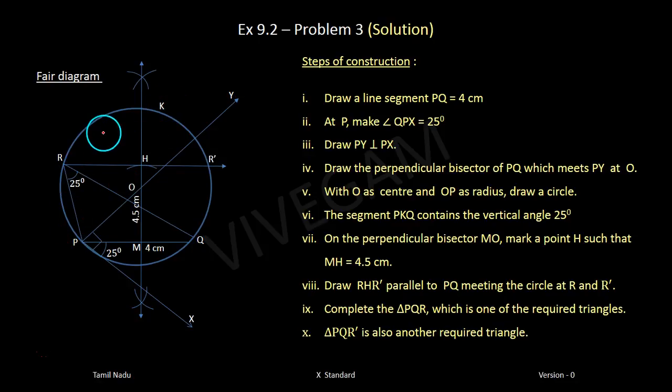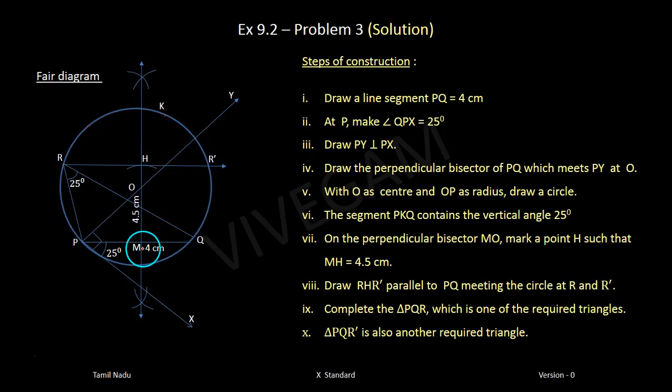So PKQ is the alternate segment that contains the angle of 25 degrees. What it means is that if you join P and Q to any point in this segment PKQ, it will subtend an angle 25 degrees as per tangent chord theorem. So if you take a point here, join P to this point, and the same point to Q, it will subtend an angle 25 degrees. If you take another point here and join P and this point and the point and Q, it will subtend an angle of 25 degrees, right?